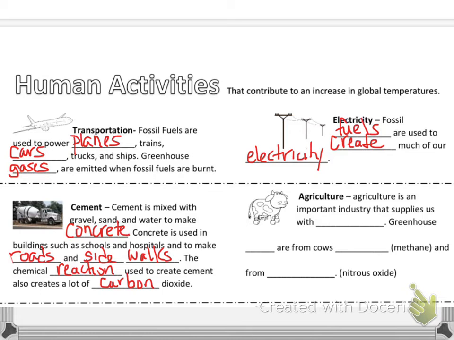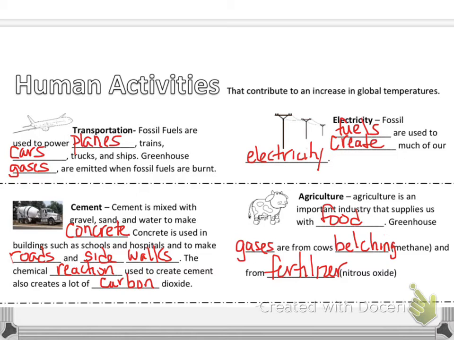All right, agriculture. Agriculture is an important industry that supplies us with food. Greenhouse gases are from cows. Now, a lot of people will talk to you about this, or you have heard about it and you think that it's from cows farting, but really most of the methane is from when they burp or belch. More is released when they belch than when they pass gas. Yes, you're welcome. And from fertilizer, when there's fertilizer being used, nitrous oxide is released, and that is also a pollutant.